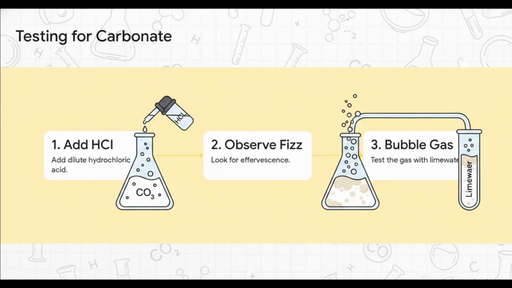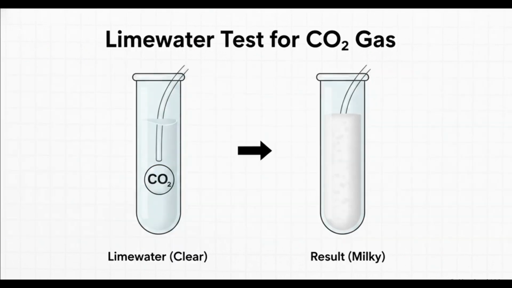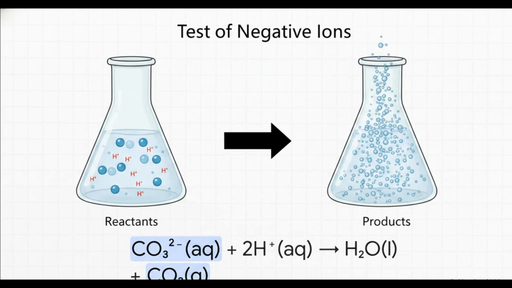To do that, we need to bubble it through some limewater. And this right here is the classic, absolutely foolproof test for carbon dioxide. The moment that perfectly clear limewater solution turns milky or cloudy, you've confirmed it. The gas is CO2. And if the gas is CO2, it means your original unknown solution must have had carbonate ions in it.